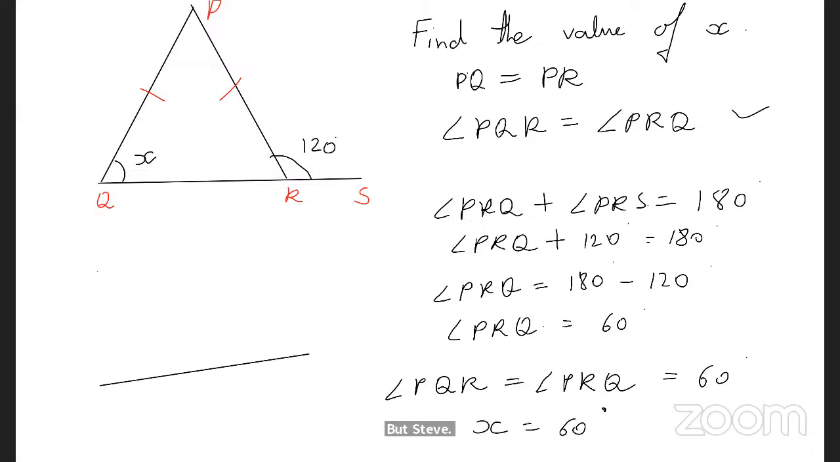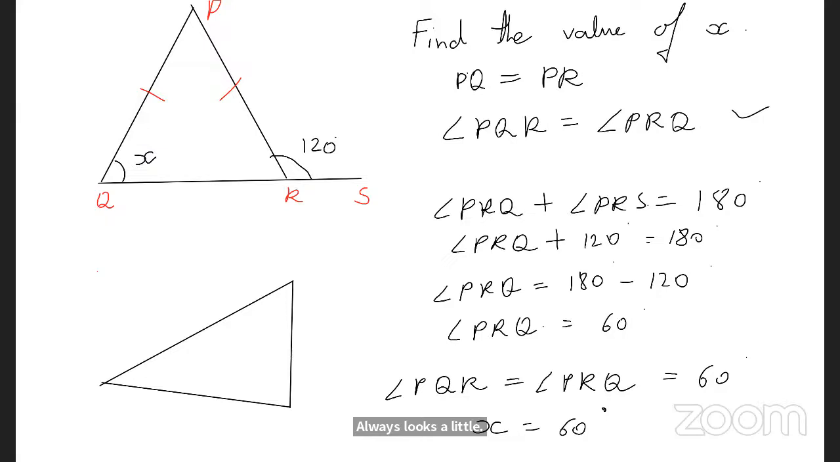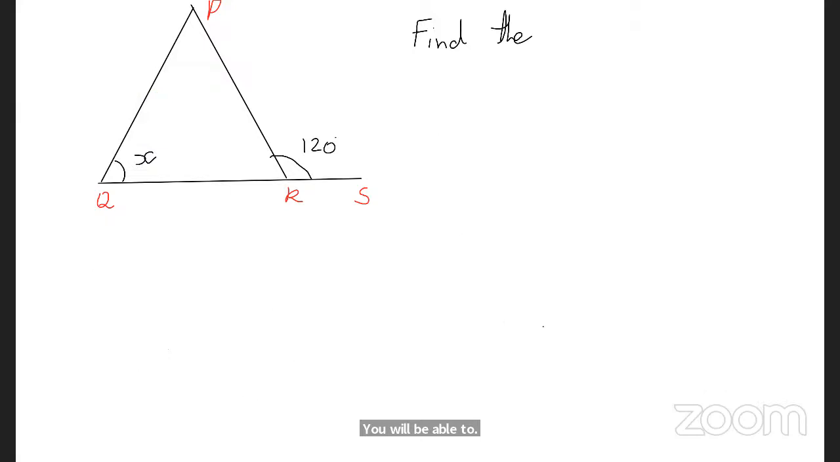A scalene triangle always looks a little weird. You'll be able to tell that all three sides are different in a scalene triangle. Okay, ma'am, so without even having the marks, we can tell, right, ma'am? Yes, we can tell by looking at it.